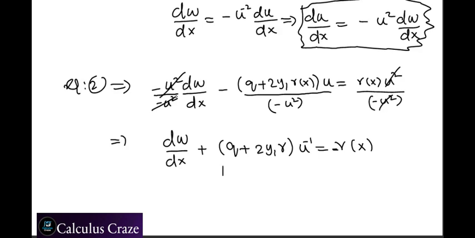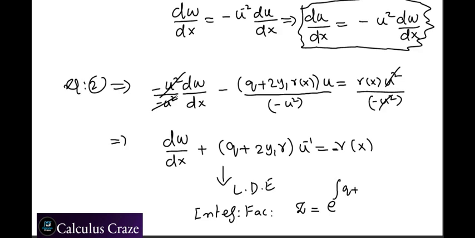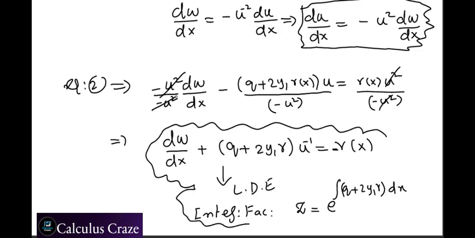And you can see that this is a linear differential equation which can be solved by an integrating factor. So what is going to be the integrating factor in this case? We will define the integrating factor maybe with z. So z is going to be e to the power integral of q plus 2y1 r dx. You must know that this q and r are functions of x. So now this is a linear equation which can be solved with the integrating factor.